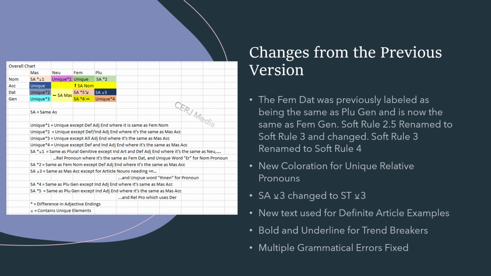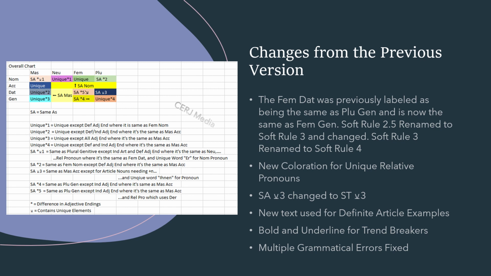Make sense? Yeah. So soft rule 2.5 used to be a thing. It was renamed to soft rule 3 and changed. Soft rule 3 is renamed to soft rule 4. So in the previous video, I had a soft rule 3. In this video, I renamed it to soft rule 4 because we now have a new soft rule 3, because soft rule 2.5 is no longer soft rule 2.5, it's now soft rule 3. So that was just to reduce confusion.